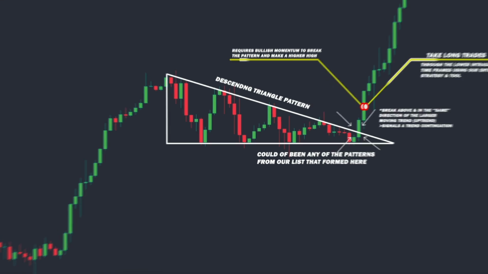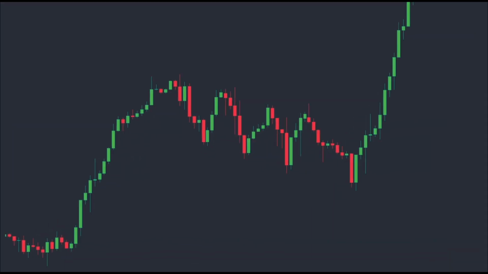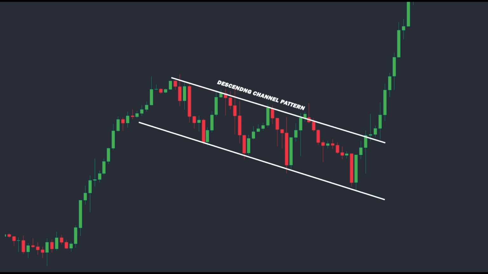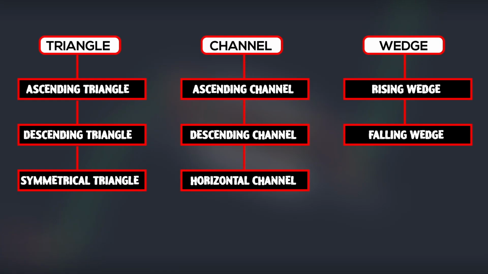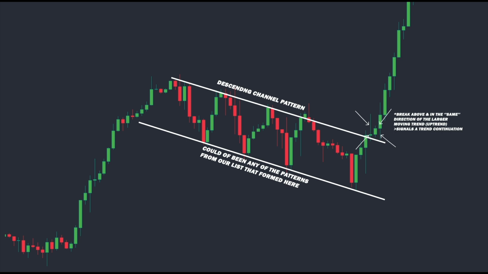Let's show this again. This is Ethereum. You have a moving uptrend before a descending channel pattern is formed. Again, it could have been any pattern from this list that formed, but in this case we have a descending channel pattern. Now, if price breaks above like this, you would take long trades through the lower intraday time frame.